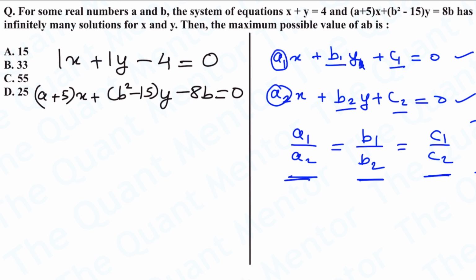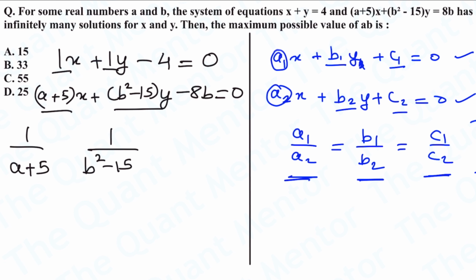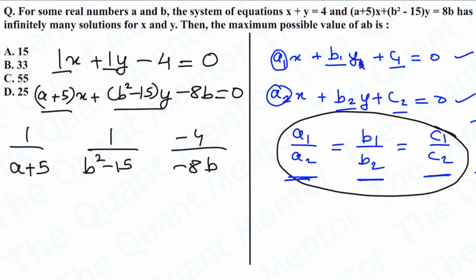We know that the ratio of the x coefficients, y coefficients and the constant term should be equal. So the ratio of the x coefficients here is 1 upon a plus 5. The ratio of the y coefficients here is 1 upon b square minus 15. And the ratio of the constant terms is minus 4 divided by minus 8b. So as per this concept that we have seen, the ratio of the coefficients should be all equal.